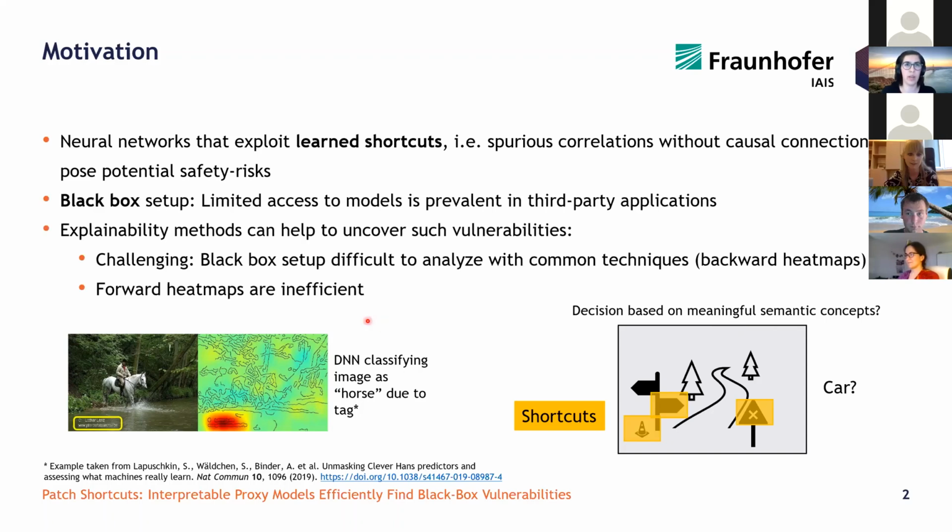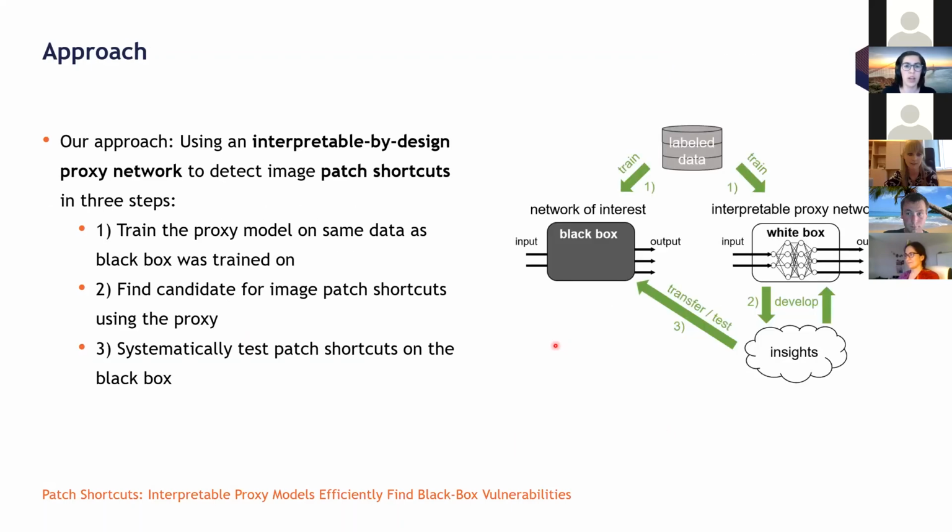We put all of this in a black box setup where we assume only limited access to the model is available. And this poses the challenge that common explainability methods that could help to uncover such vulnerabilities are not directly applicable. So we propose an approach to tackle this question by using an interpretable proxy network, which is white box, and that is trained on the same labeled data set as the network of interest. Then we use the interpretable proxy network to find shortcut candidates, and we finally systematically test whether these identified shortcuts also constitute shortcuts on the network of interest, so whether the results are transferable.